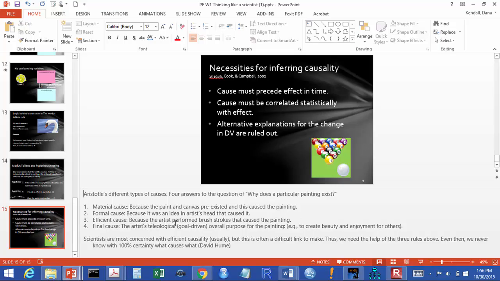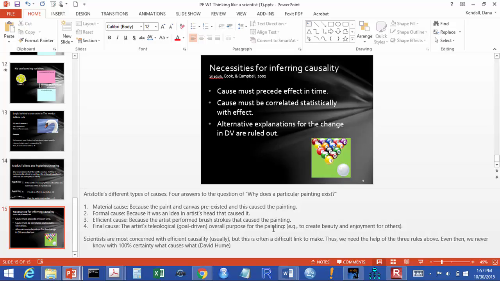It's kind of neat. So he would say the material cause, the painting exists because the paint and the canvas, or whatever it was painted on, pre-existed, and this caused the painting. So somehow they pre-existed, they were there, and that's one cause. Formal cause is that the artist had to have the idea in his or her head before, and that's what caused this painting. Efficient cause, the artist performed the brush strokes and the different motor skills required to create this piece of artwork, and that's what caused the painting.